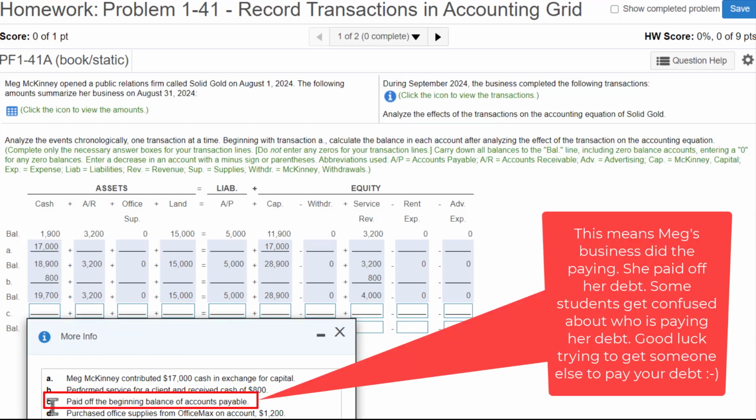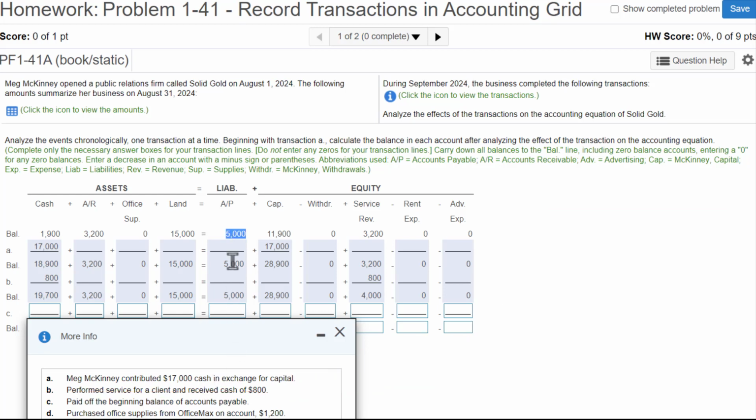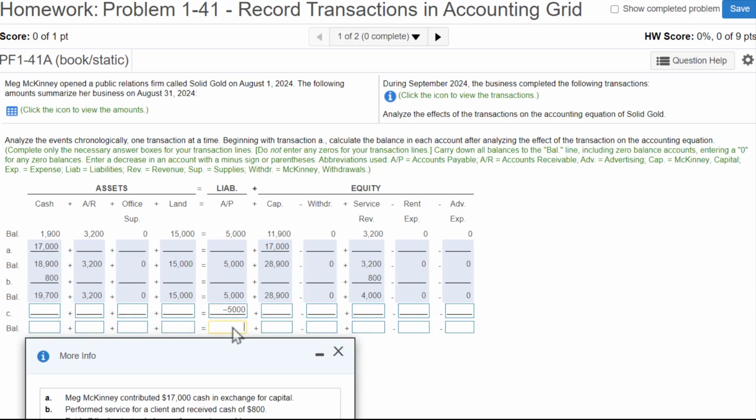Transaction C, paid. So our cash is going down. Paid off the beginning balance of AP. So let's find out how much AP is. So here's the beginning balance of AP, $5,000. So we had $5,000 that we owe. We paid it off. So what happens to this liability when we pay it off? Do we still have that liability? No. So we have to make it go down by the amount we paid. If you wanted to, you could do the balance of 0 now.